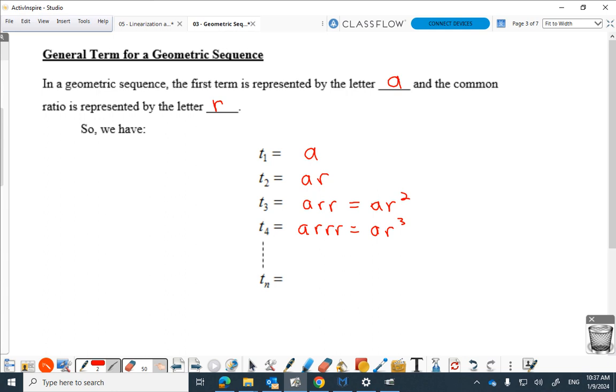Tn is A times R... It's the pirate question here now. R. I don't know how many R's. I do know how many R's. How many R's to get to the nth term? For 3, I had to do 2. So it's n minus 1. It's the n minus 1 again. That's it. Start with the A and multiply by the R n minus 1 times.